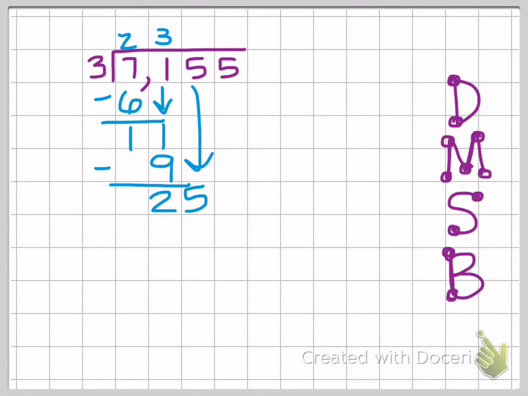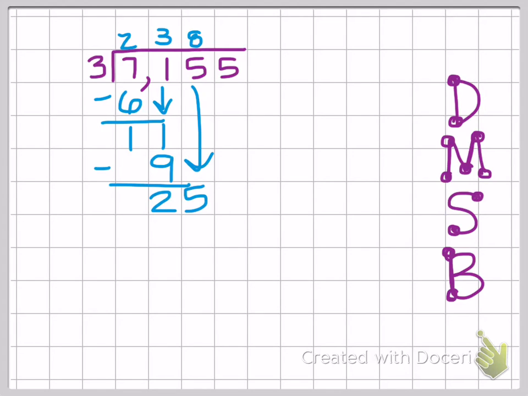How many 3's go into 25? I think about my facts. I know that 3 times 6 is 18. 3 times 7 is 21. 3 times 8 is 24. 3 times 9 is 27. That's too much. So I'm going to go with the 8.